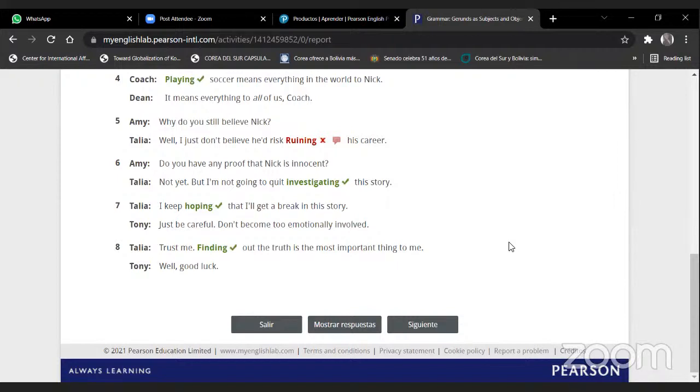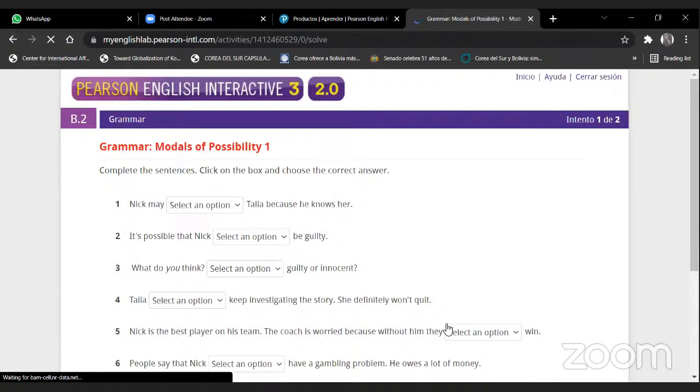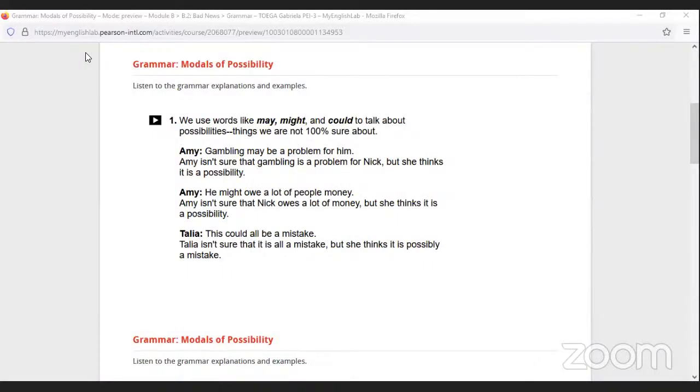So next we have the other grammar, which is the modals of possibility. Okay, so I will share my screen in order to see these modals. These modals are kind of the same as the first modals that we had in the other unit. I don't know if you remember, it was modals of request, right? But in this case, we're going to use other modals. So now, I think it's here. Modals of possibility.